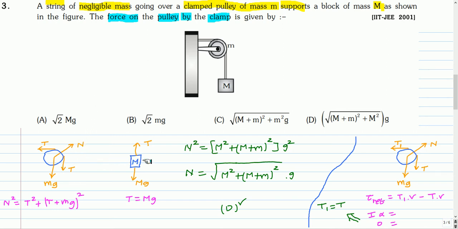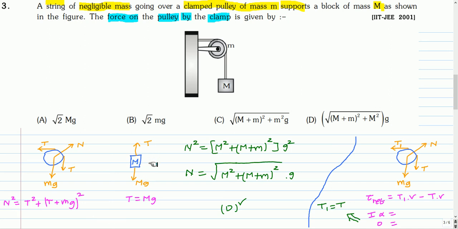The free body diagram of the capital M mass: its weight is Mg downwards and the tension is upwards. So this normal reaction should balance these three forces. The resultant of these three forces is T in the horizontal direction and T plus mg in the vertical direction. So the resultant of this is the square root of T squared plus (T plus mg) whole squared, and that should be equal to the normal reaction.